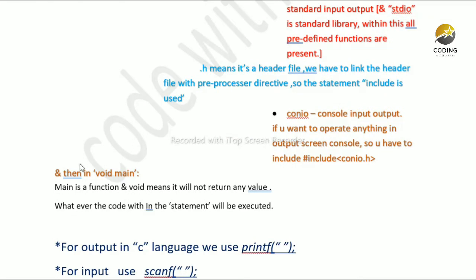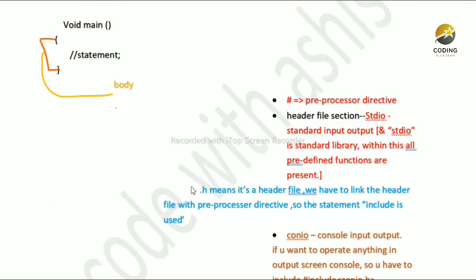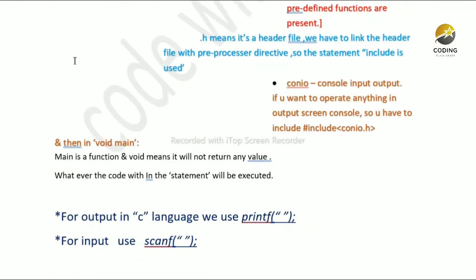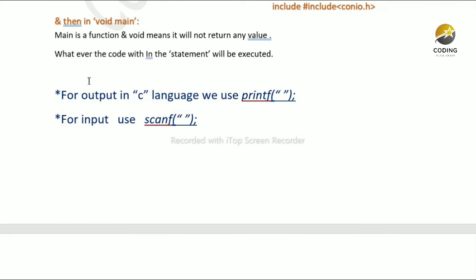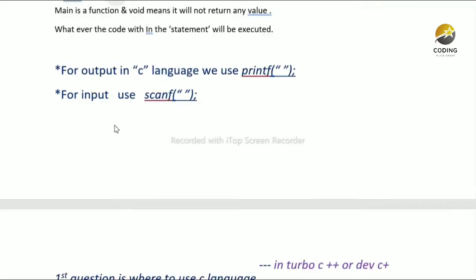And then void main. Main is a function and void means it will not return any value. Void does not return anything, and main is a function. Whatever code is within the statement will be executed in this body part. Whatever code is in these curly braces will be executed. This is the body part. And in C language, an important thing is we use printf for output and scanf for input.